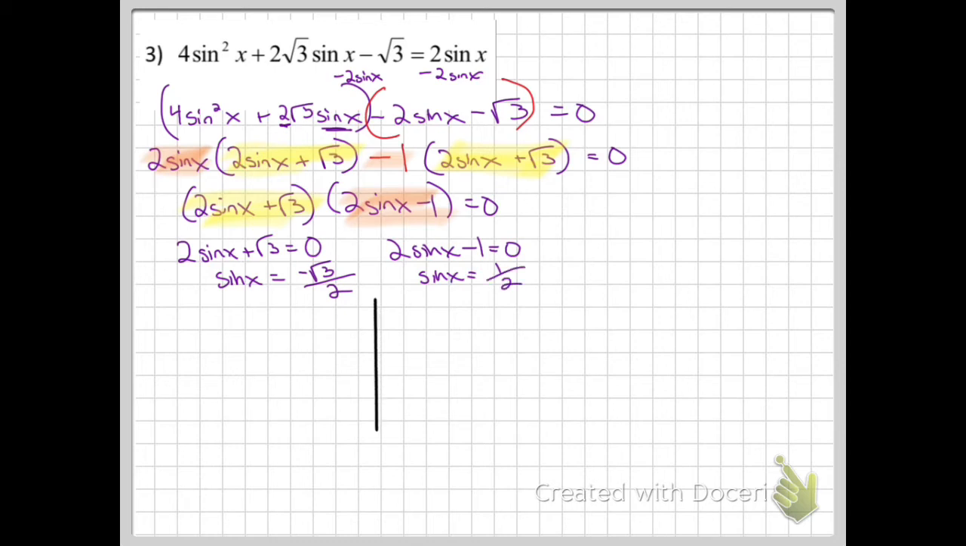On a unit circle, sine is the y value. So I've got a sine value of negative root 3 over 2. That would be the long y values on either side. And then I have a sine value of positive 1/2. That's the short ones on either side. Check and see if you can wrap this in any way.